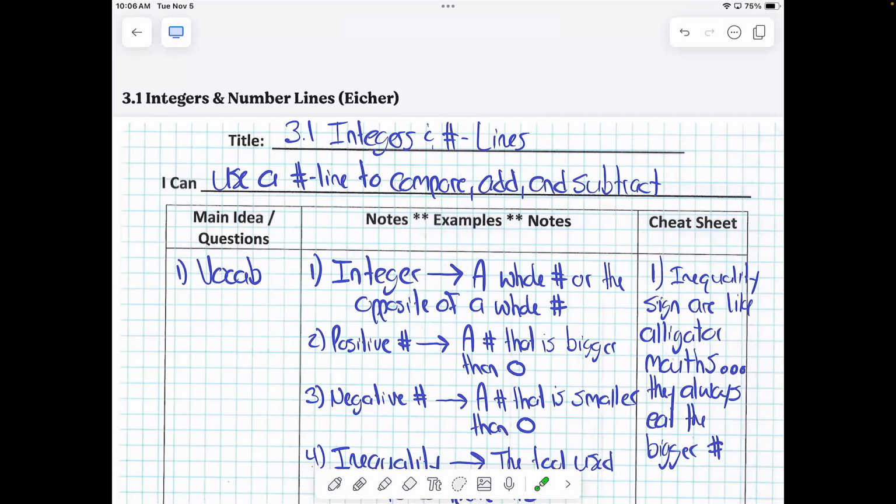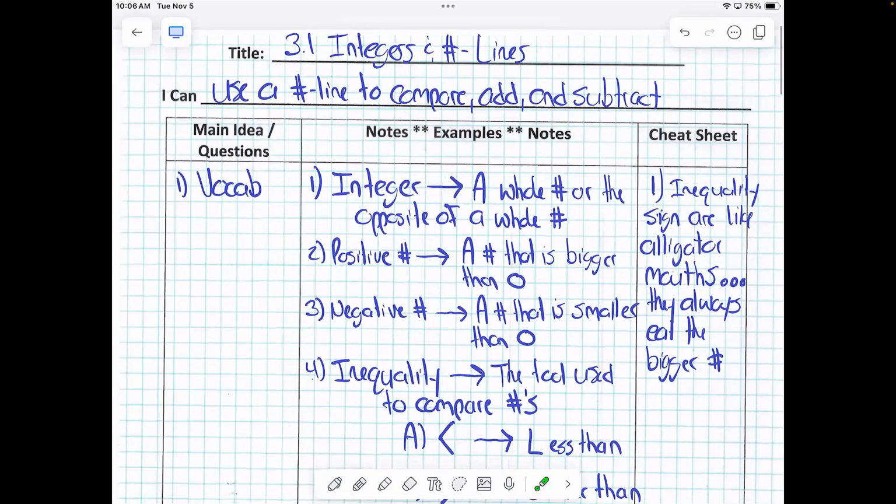Okay. 3.1, integers and number lines. I can use a number line to compare, add, and subtract. Did we use a number line to compare, add, and subtract? Yes. Integer, whole number, or the opposite of the whole number, right? Positive number is bigger than what? 0. Negative number is smaller than what? 0. What does this symbol mean?